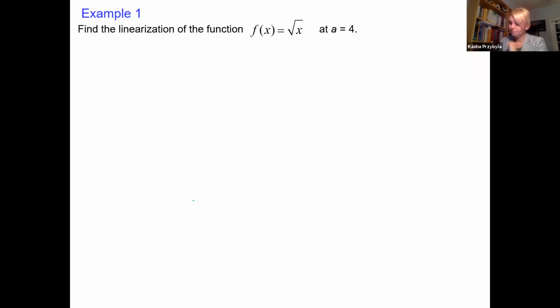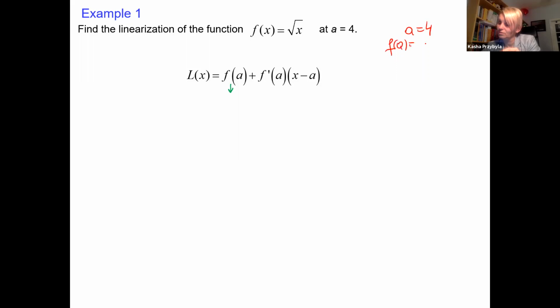I typed the new form just to get used to it, but you may just use the point-slope form. We have a point, we can easily find the slope and get the equation in mx plus b form. But I have my linearization, f of a plus f prime at a times x minus a. Can you tell me what I will substitute for f of a? Because a is 4, f of a will be the square root of 4, which is 2.